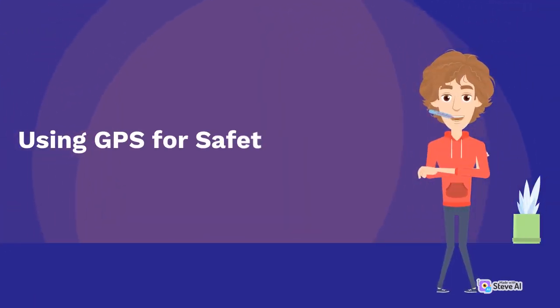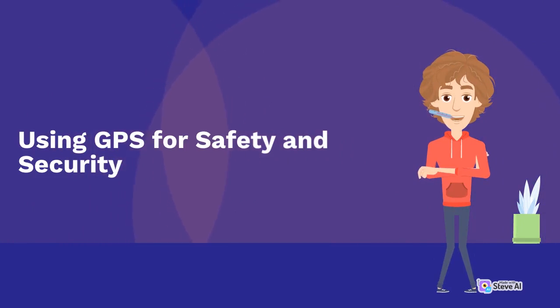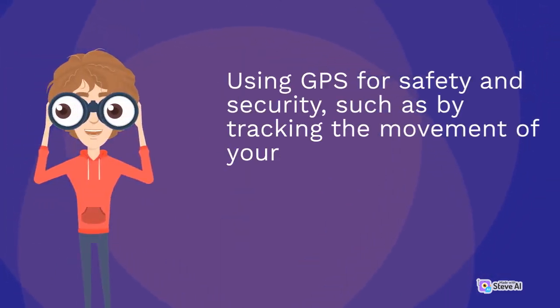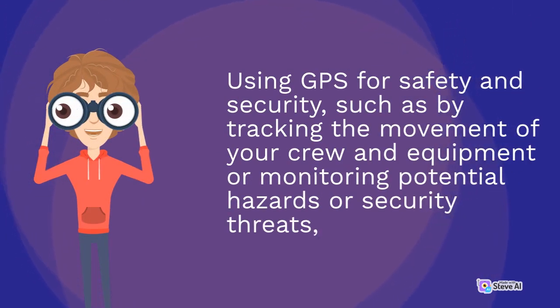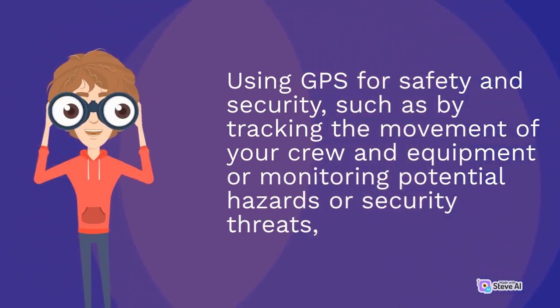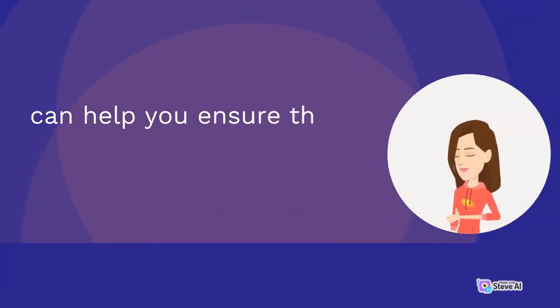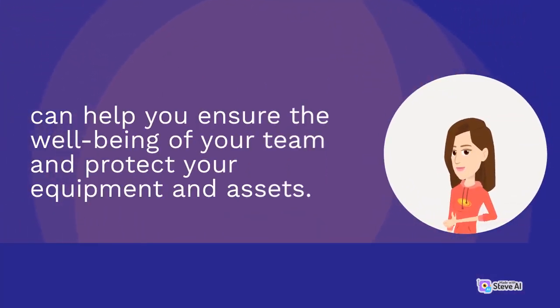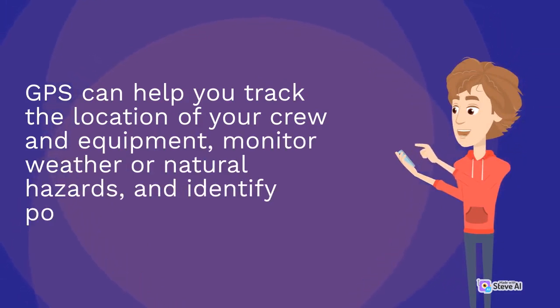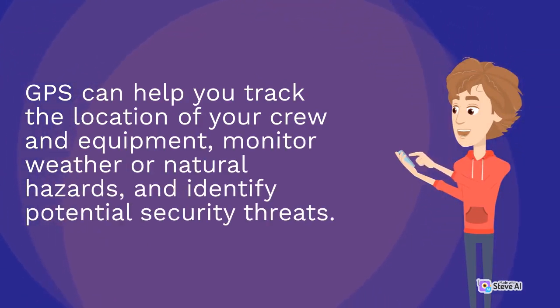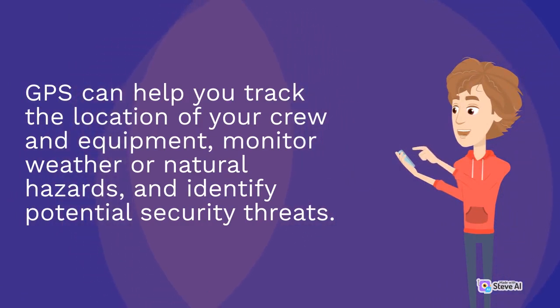Using GPS for safety and security. Using GPS for safety and security, such as by tracking the movement of your crew and equipment or monitoring potential hazards or security threats, can help you ensure the well-being of your team and protect your equipment and assets. GPS can help you track the location of your crew and equipment, monitor weather or natural hazards, and identify potential security threats.